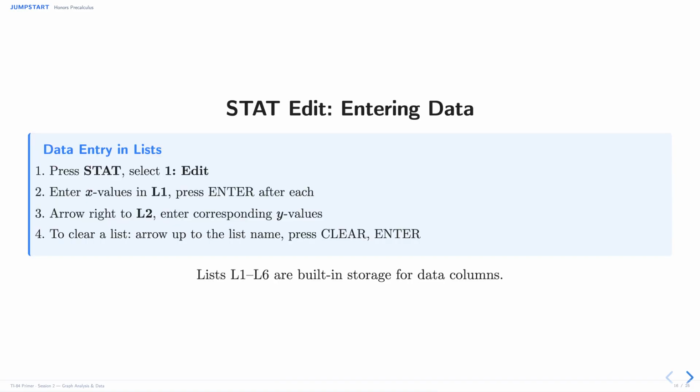To enter data into lists, press the Stat button and select the Edit option. Enter your X values in list L1, pressing Enter after each value. Then arrow right to L2 and enter the corresponding Y values. If you need to clear a list, simply highlight the list name, press Clear, and then Enter. Remember, L1 and L2 must have the same number of entries.